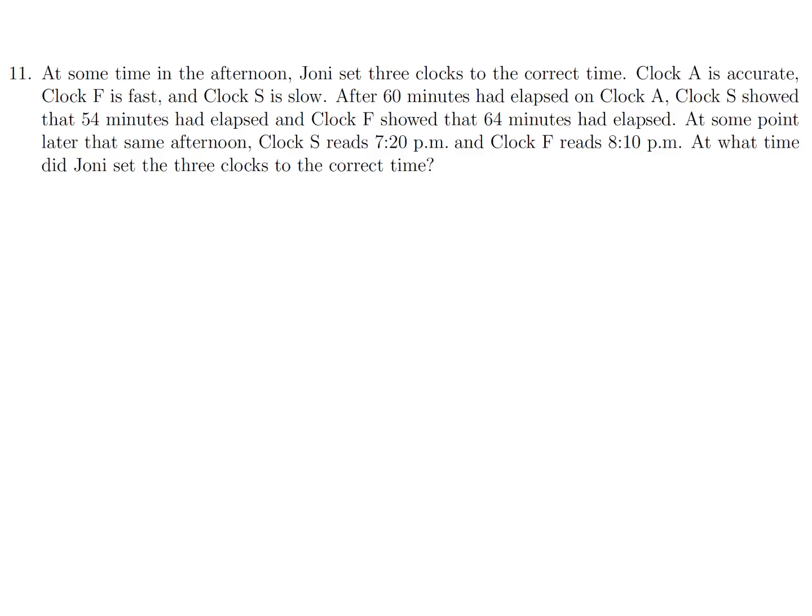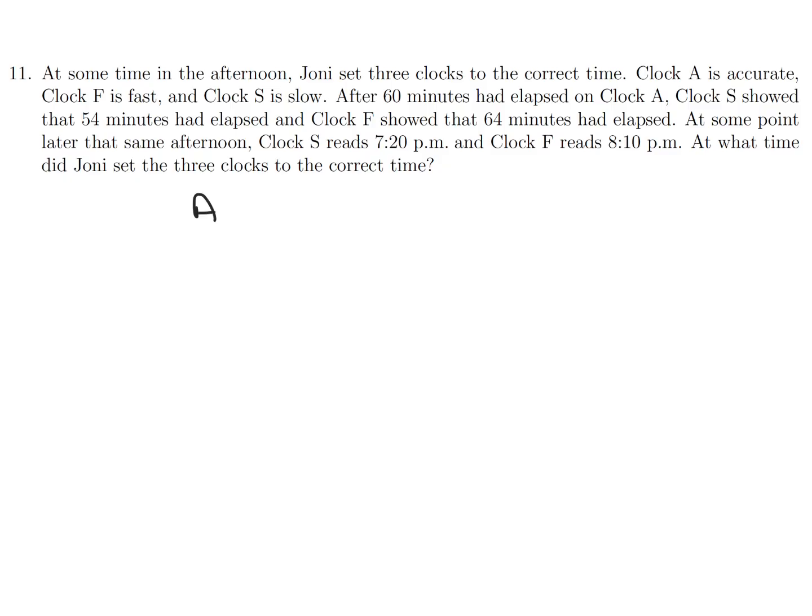At some time in the afternoon, Joni set 3 clocks to the correct time. Clock A is accurate, clock F is fast, clock S is slow. After 60 minutes had elapsed on clock A, S showed that 54 minutes had elapsed, and F showed 64 minutes had elapsed. At some point later that same afternoon, clock S read 7:20, F read 8:10. At what time did Joni set the 3 clocks to the correct time?